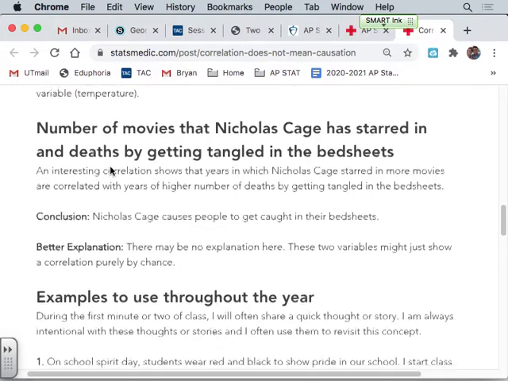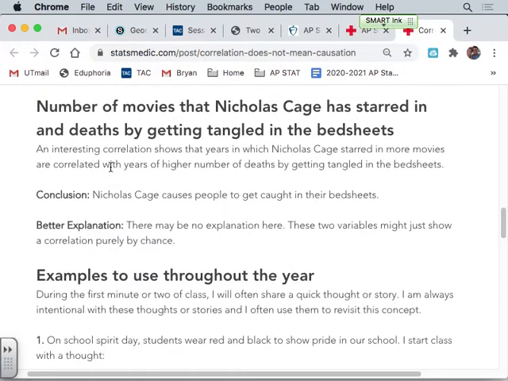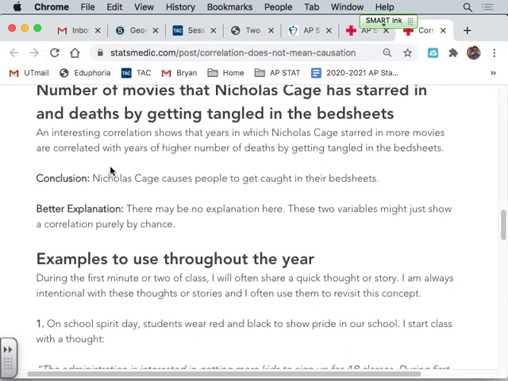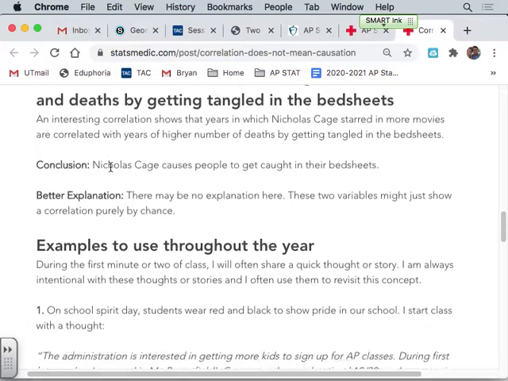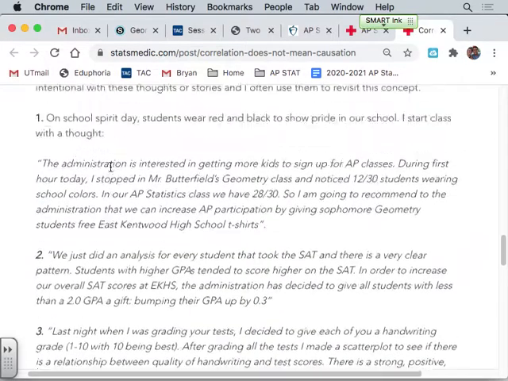Number of movies Nicolas Cage has starred in and deaths by tangled in bed sheets. This one hurts personally because I broke my arm when I was a kid. I stood up in my bed, my brother was playing video games, and I got tangled in the bed sheets and I fell over and broke my arm because my feet were tangled. So I didn't die, but I did break my arm.